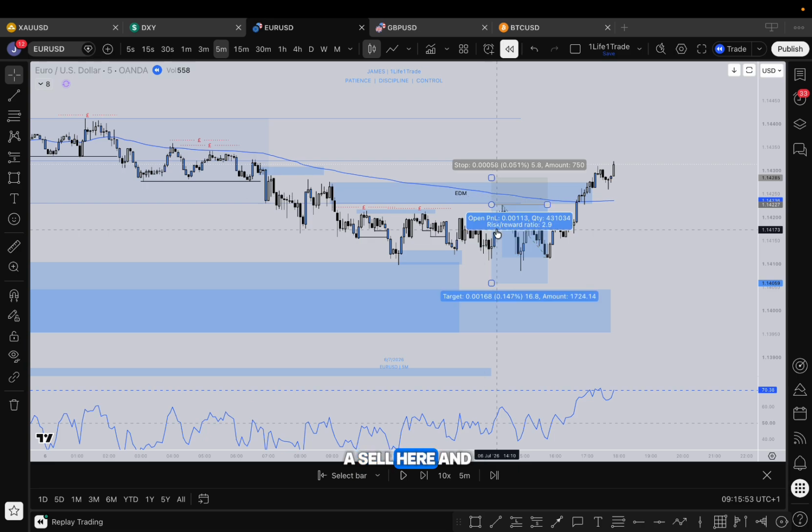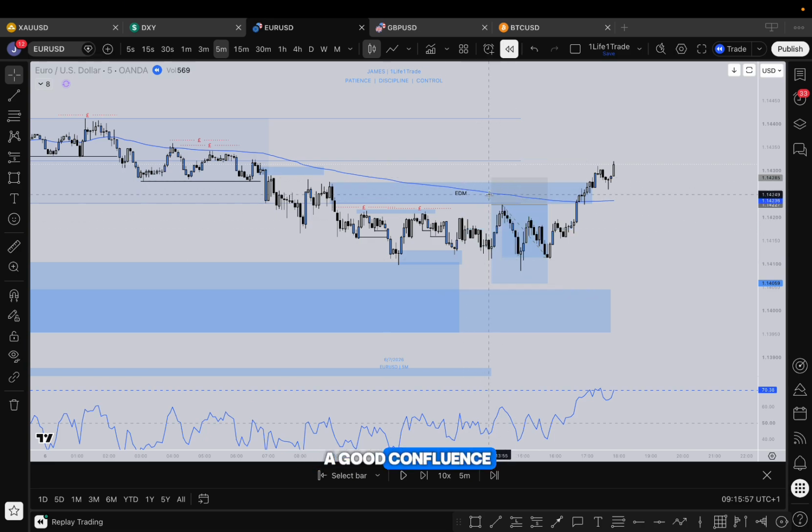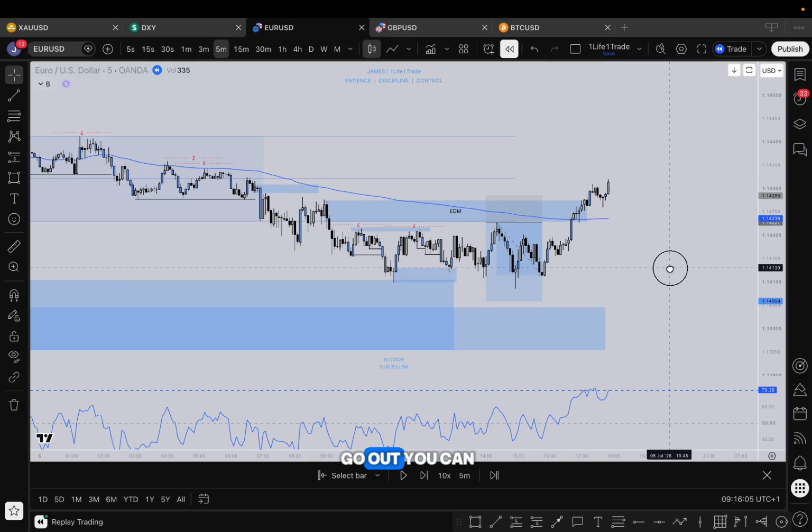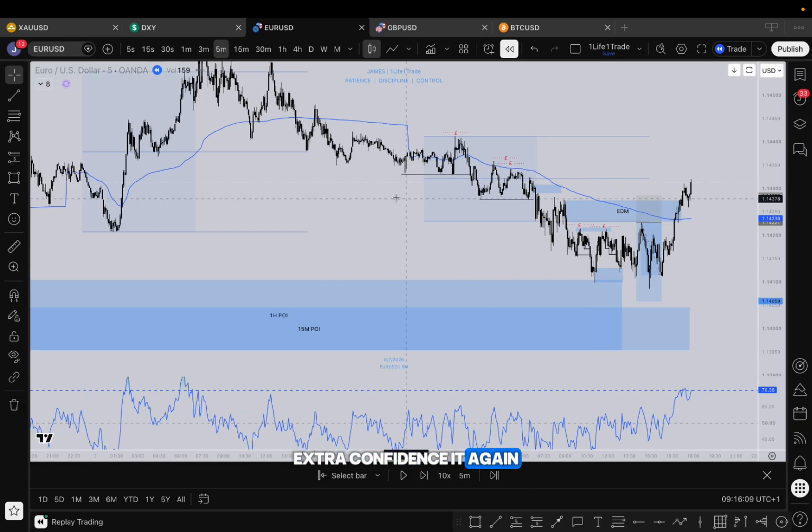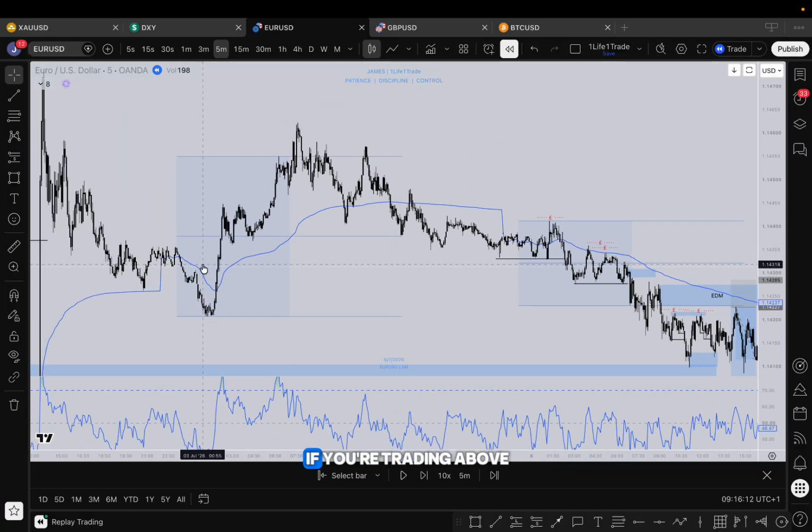If you're looking for a sell here and your candles are below this VWAP and it's going down, it's just a good confluence to say if it comes near this VWAP, it could react. So if this VWAP is in your POI and it's got your confluences, it's just good to go over. You can just rely on that as an extra confluence. Again, it works if you're trading above it.